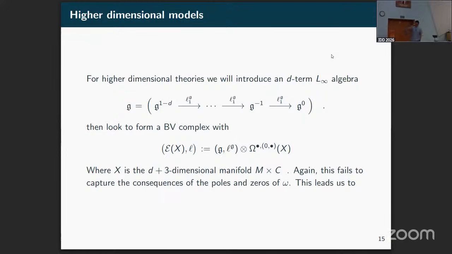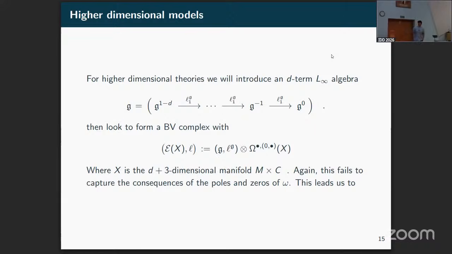Well, the idea is that we will have a larger D-term L-infinity algebra, where this is obviously of degree G ball minus D, and then you have the L1, the differential along the Lie algebra direction, pushing you up. And what we're going to do is we're going to totalize this with the forms.